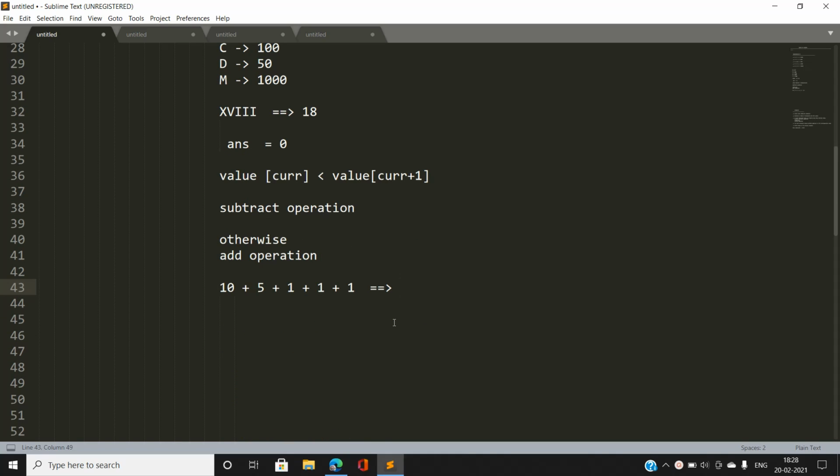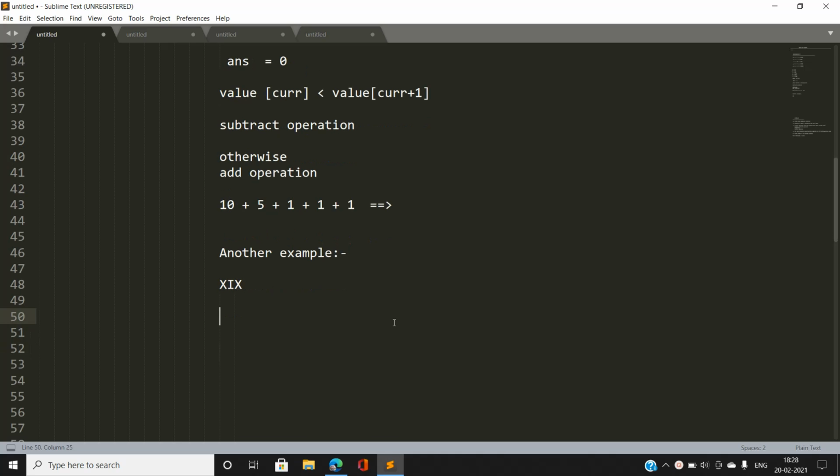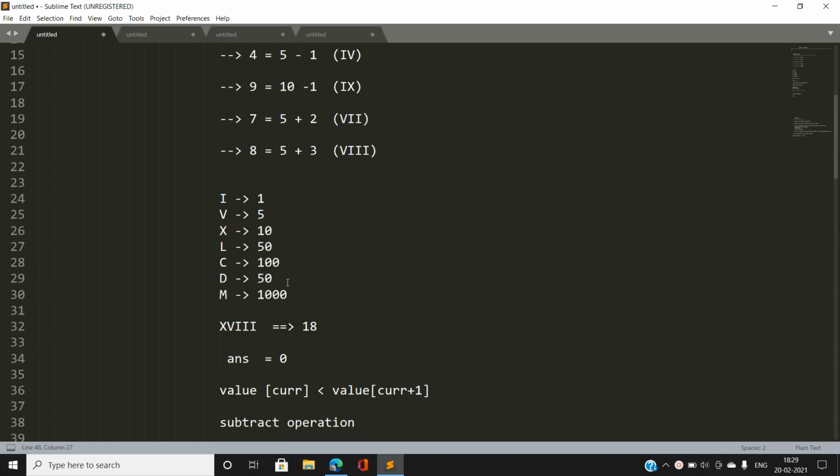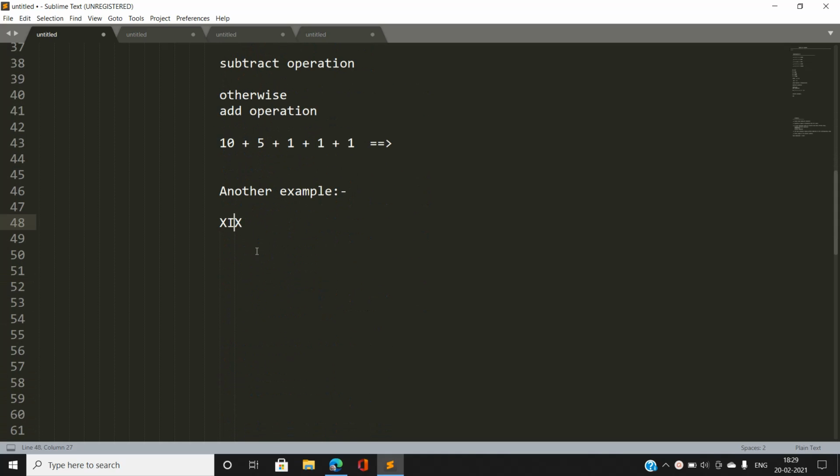Let's take another example. What will be our other example? Let's say we have the value 19. I can write XIX. So from the table of entries, let's start from the adjacent values, that is XI. The value of X is what? 10, and the value of I is what? 1.